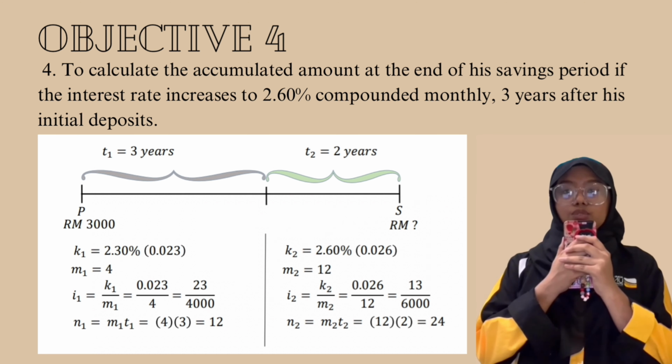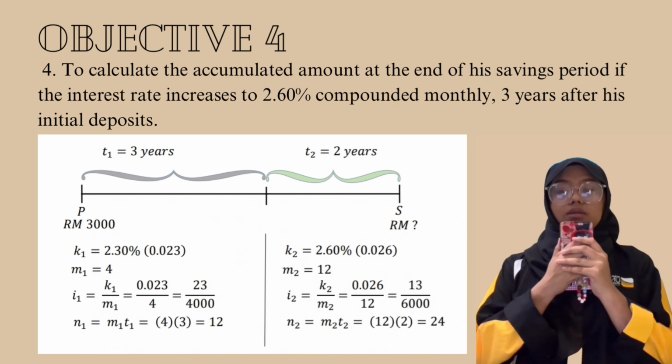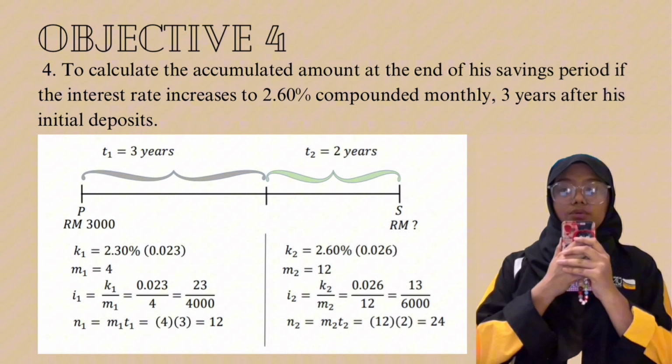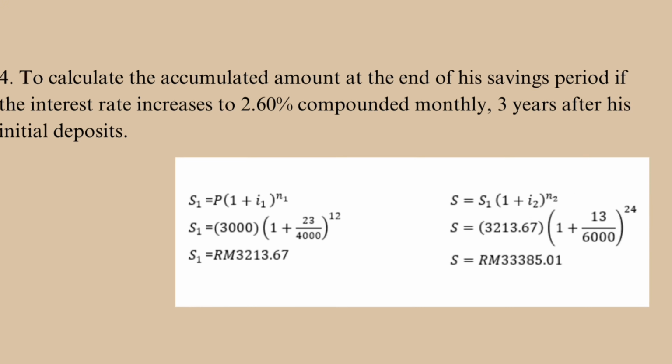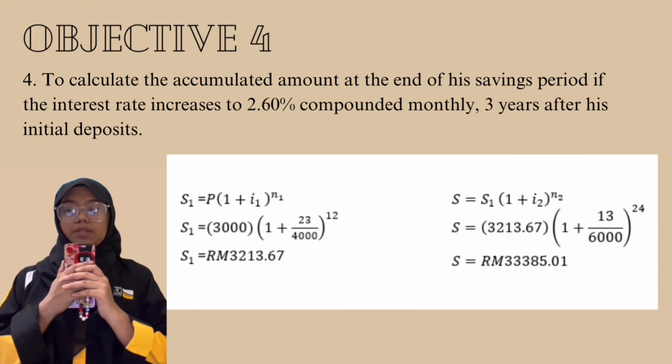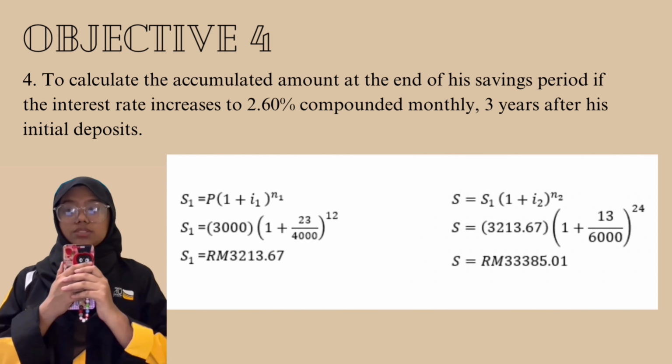For K2 equals 2.6%, we have M2 equals 12, and then I2 equals K2 over M2 equals 0.026 over 12, and then we got 13 over 6,000. Then N2 equals M2 multiplied by T2, equals 12 multiplied by 2, and we got 24. And then S1 equals P multiplied by 1 plus I1 to the power of N1. S1 equals 3,000 multiplied by 1 plus 23 over 4,000 to the power of 12.